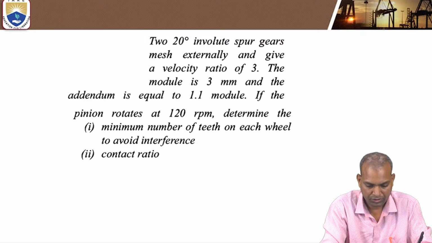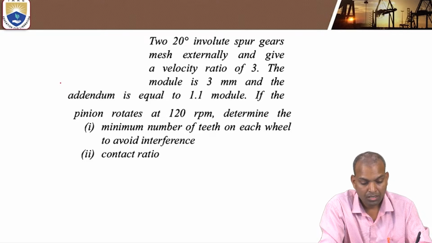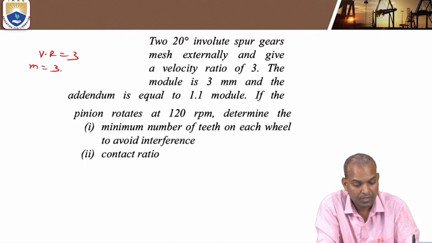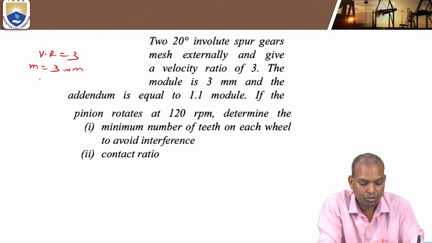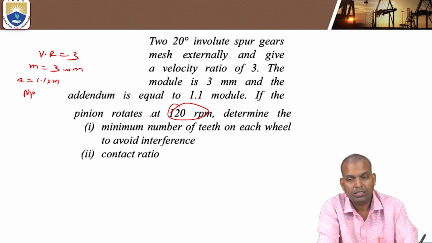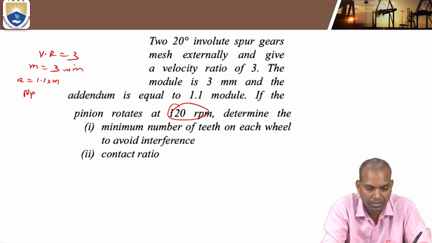Next model: two 20-degree involute spur gears mesh externally and give a velocity ratio of 3. The module is 3 millimeters and the addendum is equal to 1.1 times the module. If the pinion rotates at 120 rpm, that is np equals 120, determine the minimum number of teeth on each wheel to avoid interference.